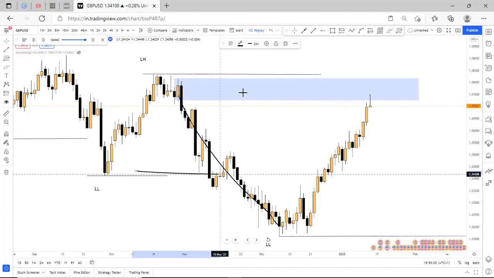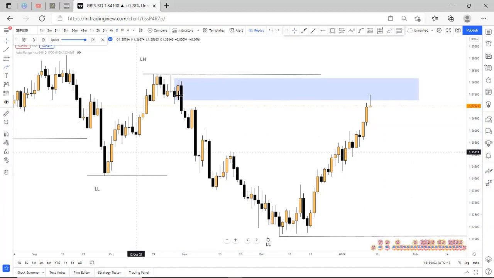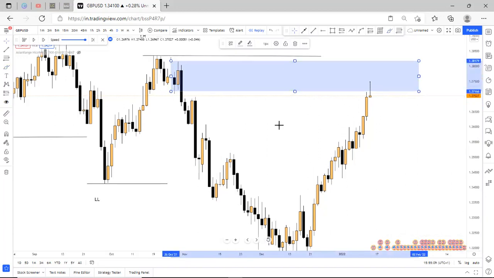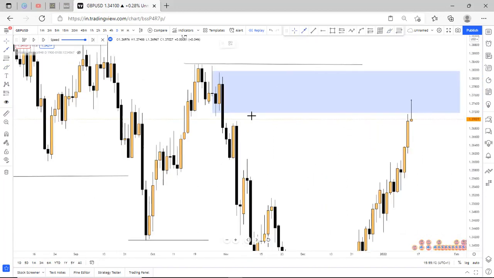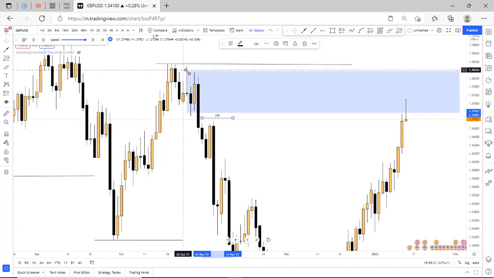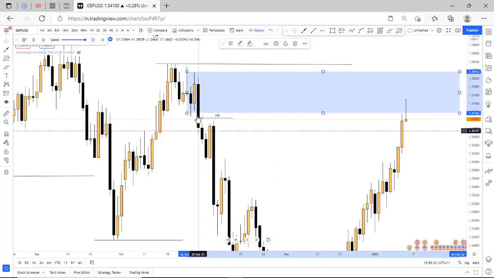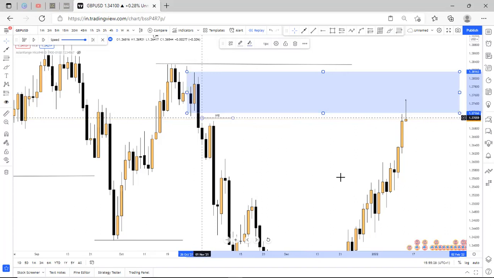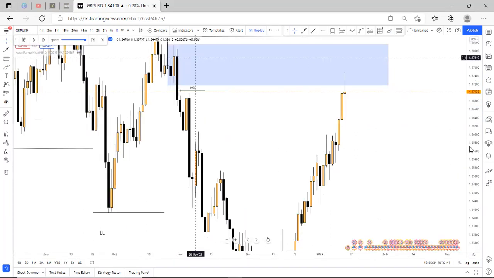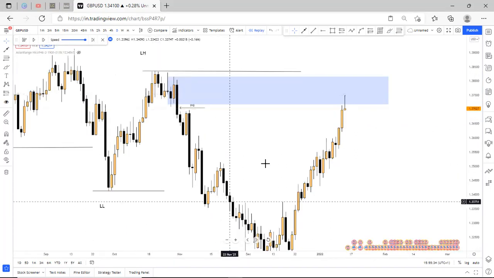Okay, breaking this structure. Once we've identified this zone now, we can see that this zone was left unmitigated, and just at this zone right here, we can also see imbalance. That is, the market left a gap behind at this zone, and we can see that this zone had this impulsive candle, this huge candle to the downside as well. So we know this is our supply zone that caused this break of structure to the downside.